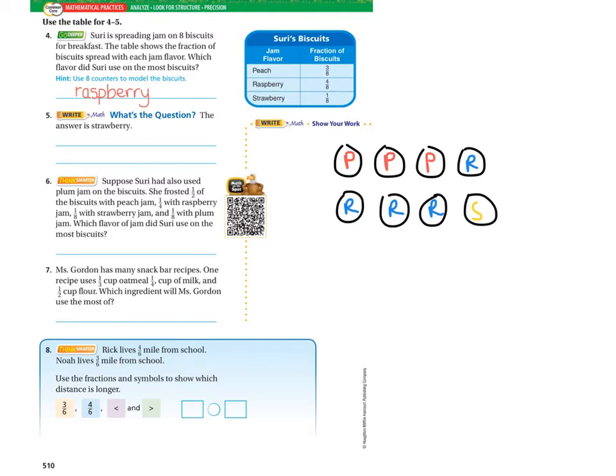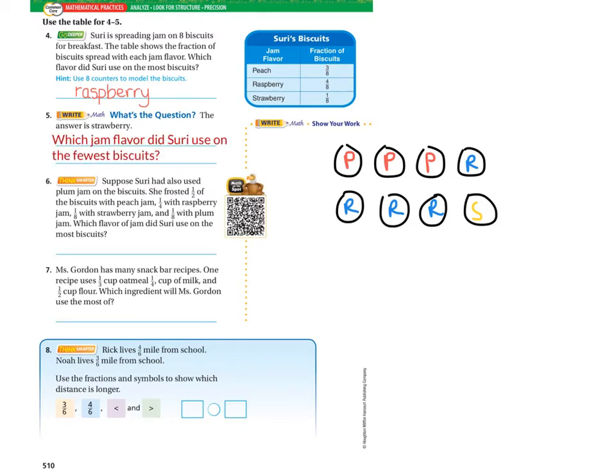So whenever I draw it this way, I'm drawing a fraction of a group, I can see that there are more raspberries. 1, 2, 3, 4. There's more raspberry biscuits than any other flavor. So there's lots of different strategies you could have used to figure out that number 4.